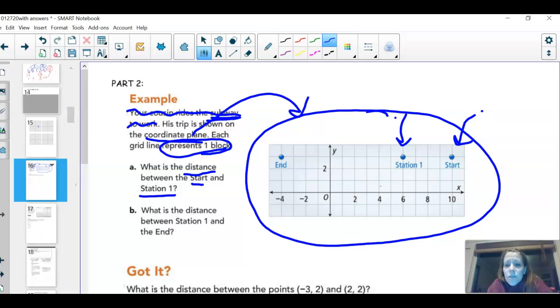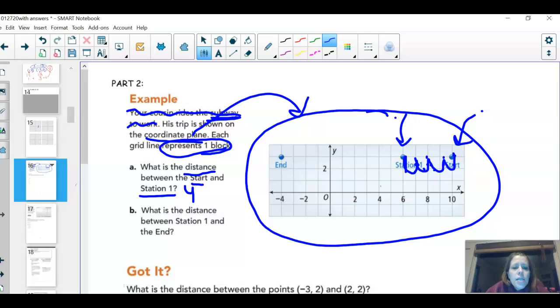I can just count. I can go 1, 2, 3, 4. Yo puedo contar 1, 2, 3, 4. Because each box is 1, porque cada caja es igual a 1, la respuesta es 4. The answer is 4. If each box was 2, si cada caja es igual a 2, I would count 2, 4, 6, 8. But they're not. They're each worth 1.